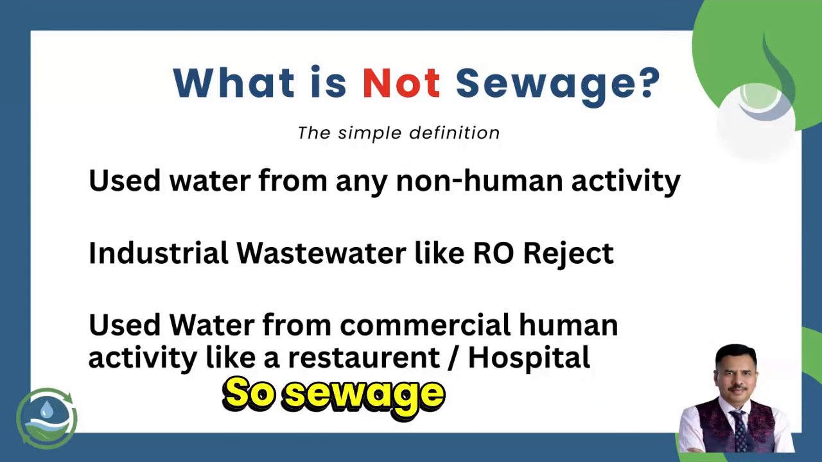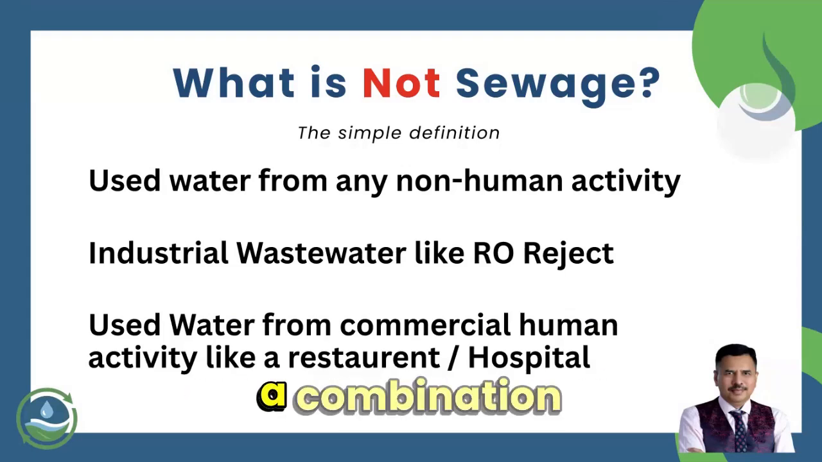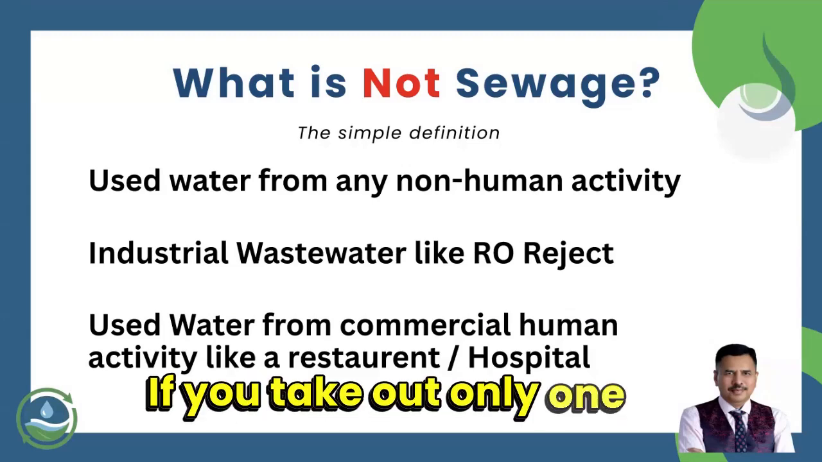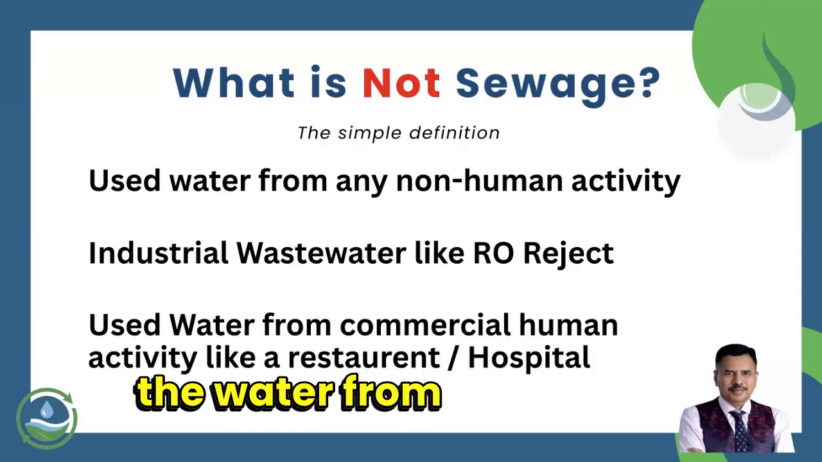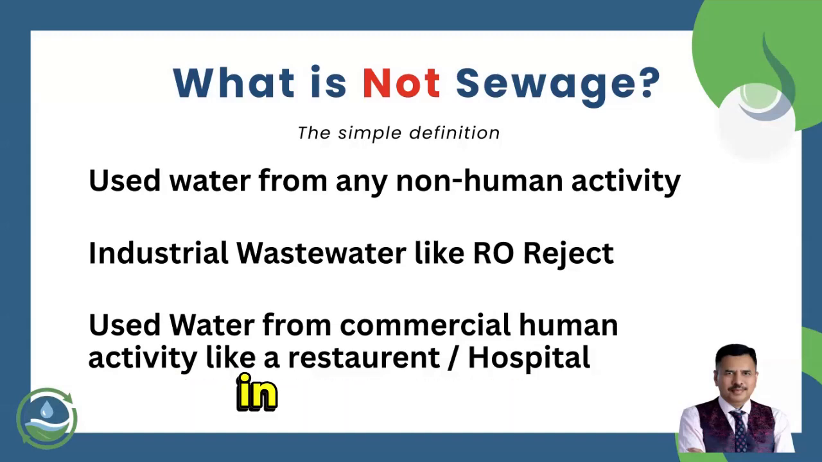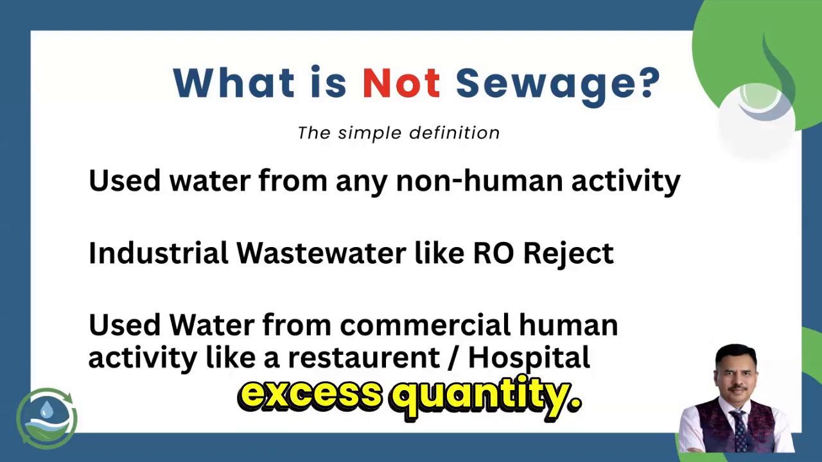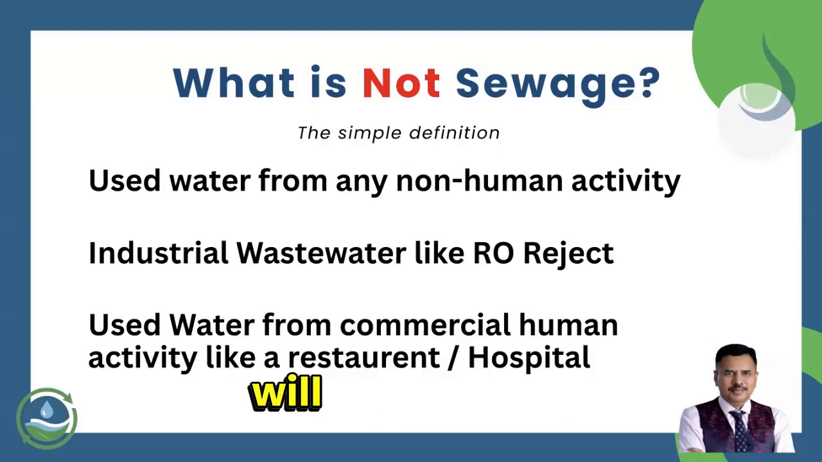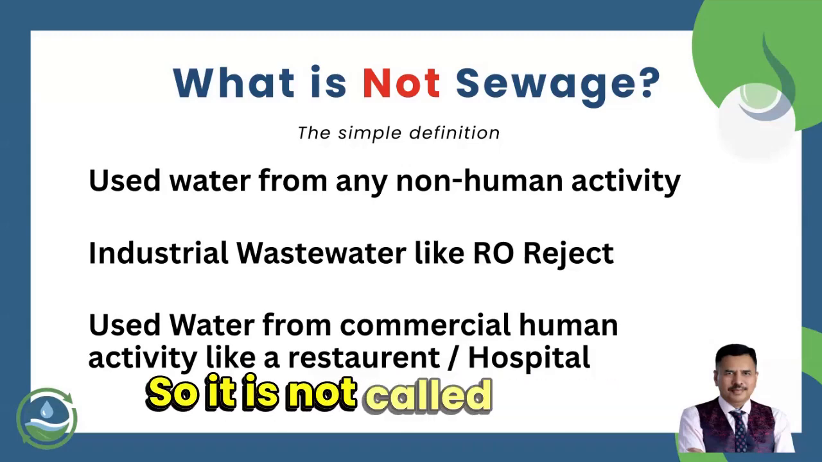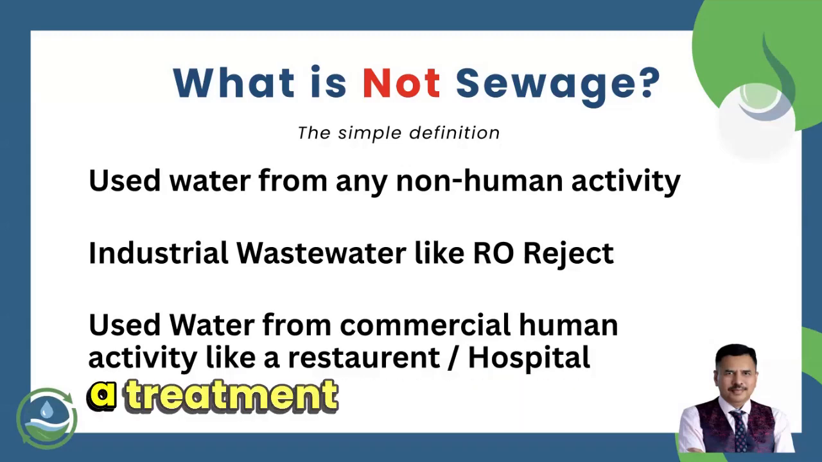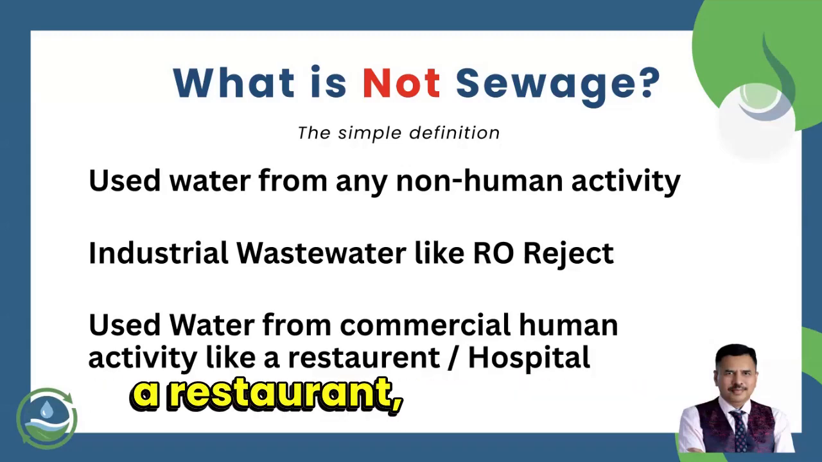Why so? Sewage means it's a combination of water coming from hand wash, from toilet, from laundry, from kitchen, a combination of all these things. If you take out only one of those, let us say you're using the water from a restaurant, restaurant water is rich in food particles. It is rich in oil and grease. It is rich in soap. So these are in excess quantity. So the ratios, the characters will be different compared to sewage. So it is not called sewage. So if you are setting up a treatment plant for removing those impurities in a restaurant, it is an effluent treatment plant, not a sewage treatment plant.